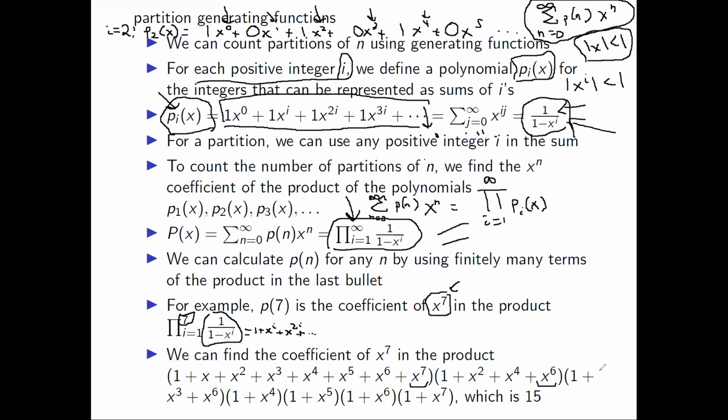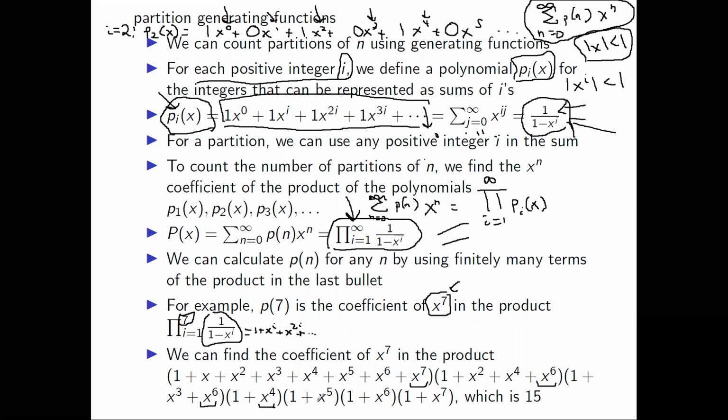P3 of x, we terminate at x to the 6th as well. We get 1 plus x cubed plus x to the 6th. The next one would be x to the 9th, which is too large, so we terminate it at x to the 6th. For P4 of x, we just terminate it at x to the 4th, because 1 plus x to the 4th, the next one would be x to the 8th, which would be too large.